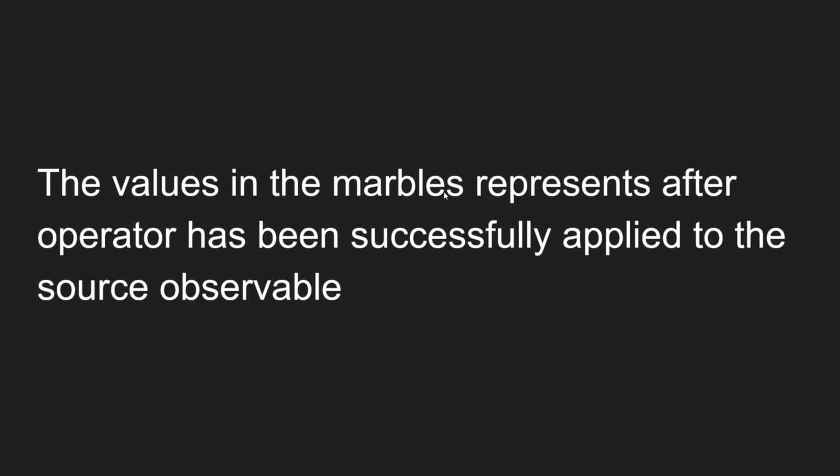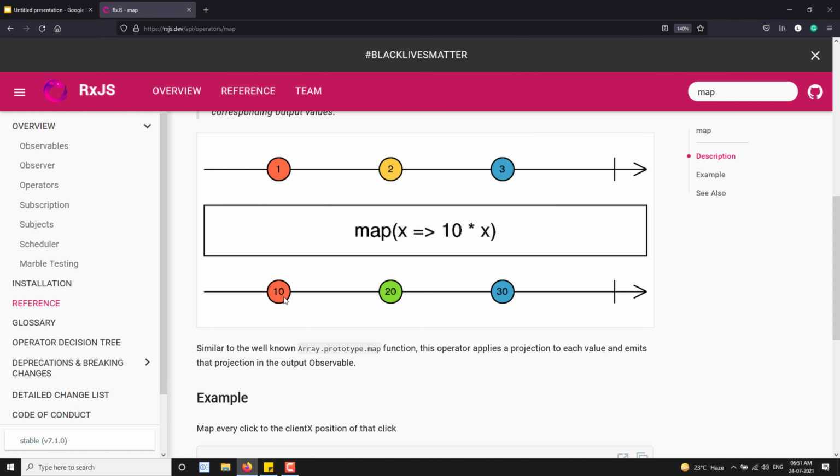The values in the marbles represent the values after the operator has been successfully applied to the source observable. In the output observable there are also values. These are the values emitted by the operator, which it got from the source observable. The operator has modified the data and is returning the value.